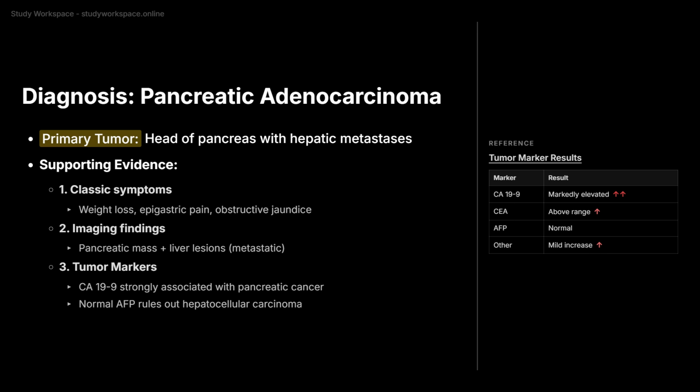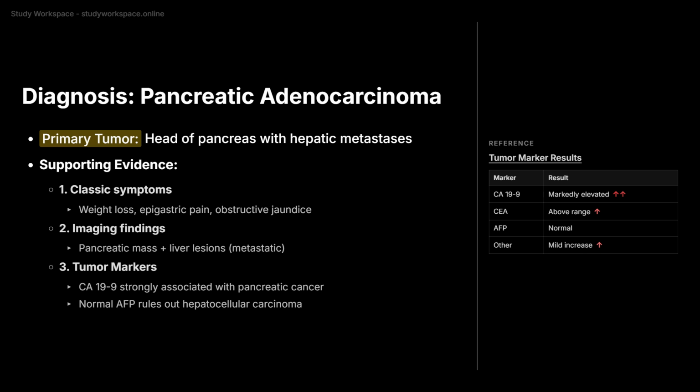Third, as you can see from the laboratory results, CA19-9 is markedly elevated. This marker is the one most strongly associated with pancreatic and biliary tract cancers. Carcinoembryonic antigen is also elevated, but remember that it is much less specific. It may increase in several gastrointestinal malignancies, and therefore supports the diagnosis without confirming it.